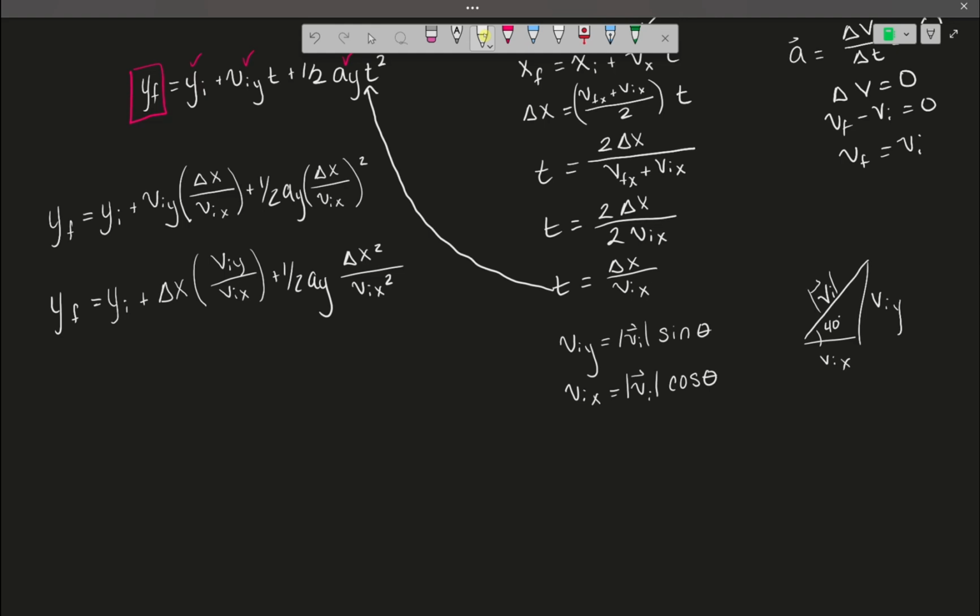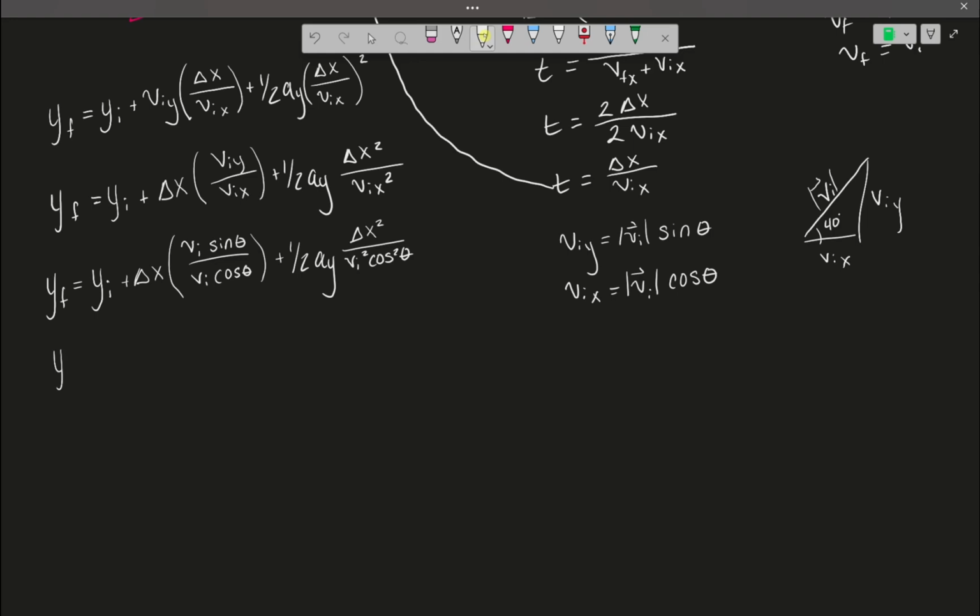I'm just going to assume that we all understand that if I don't have a subscript, it means the magnitude of that velocity. So y final is equal to y initial plus my change in x times the vi sine theta over vi cosine of theta plus 1/2 acceleration in the y direction times my change in position in the x direction squared over vi squared cosine squared theta.